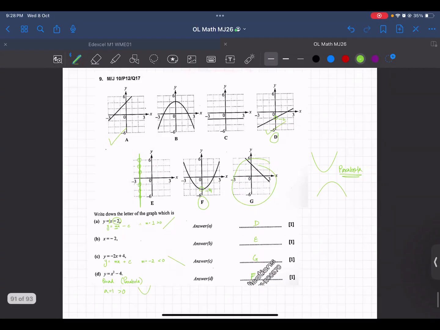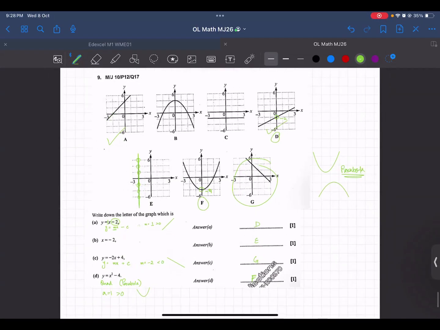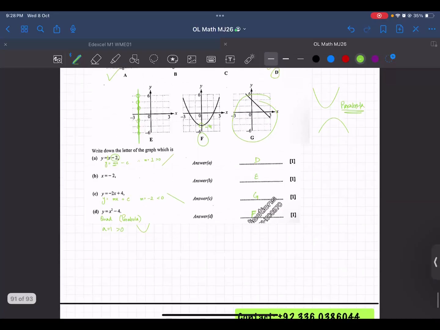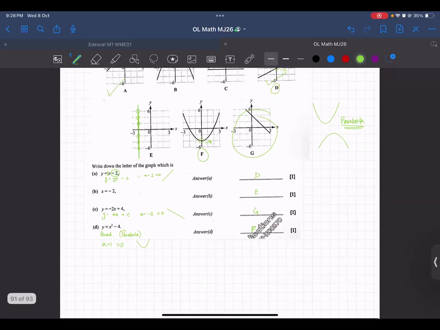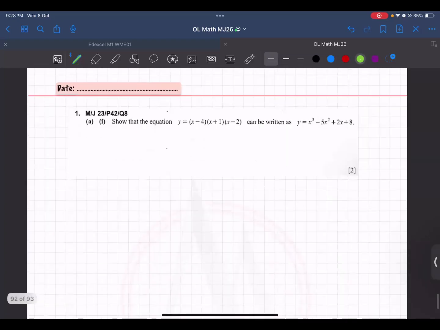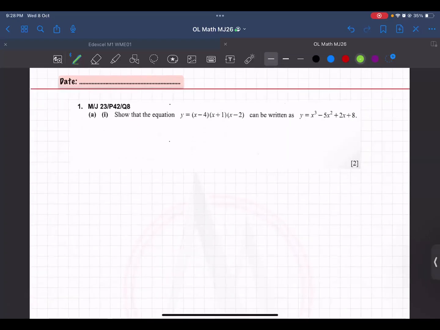Okay, any questions, anyone? No, sir. Move on forward. Okay. Sir, so if it is less than 0, then it will be a smiley face? Yes, if the coefficient of x squared is negative, then it will be a... now this is interesting. Then it will be a smiley... oh, sorry, sad face.